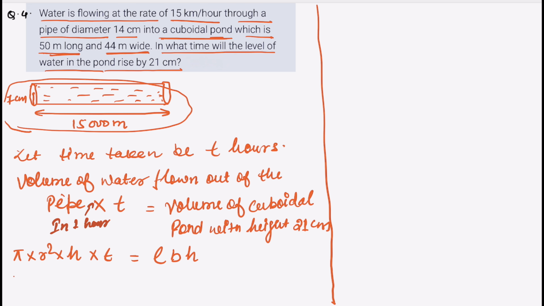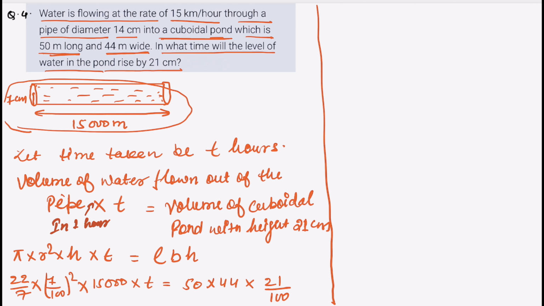So from here we can write 22 by 7 into, r is in centimeters, so we have to change it into meters, so it will be 7 by 100 whole square, into h is 15,000, into t equals lbh. l is 50 into 44 into h is 21 centimeters. Again, we have to change it into meters, that is upon 100. So from here, t equals 50 into 44 into 21 upon 100.